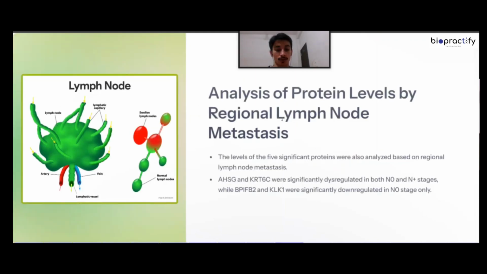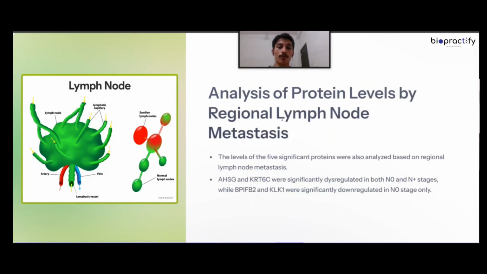Next one. So, analysis of protein levels by regional lymph node metastasis. Basically, TNM is a significant methodology in the identification of metastasis. T refers to tumor. I'm sorry, N represents whether the nearby or vicinity lymph nodes have cancer cells or not. M refers to metastasis.